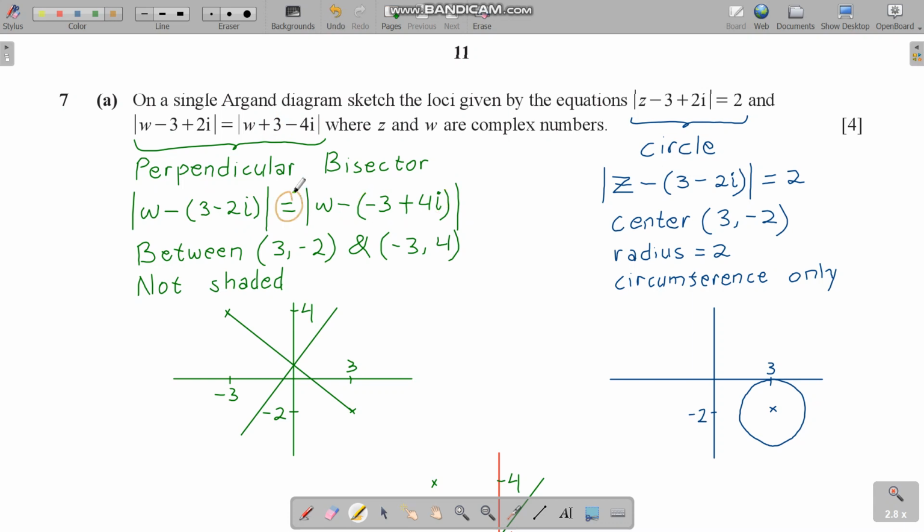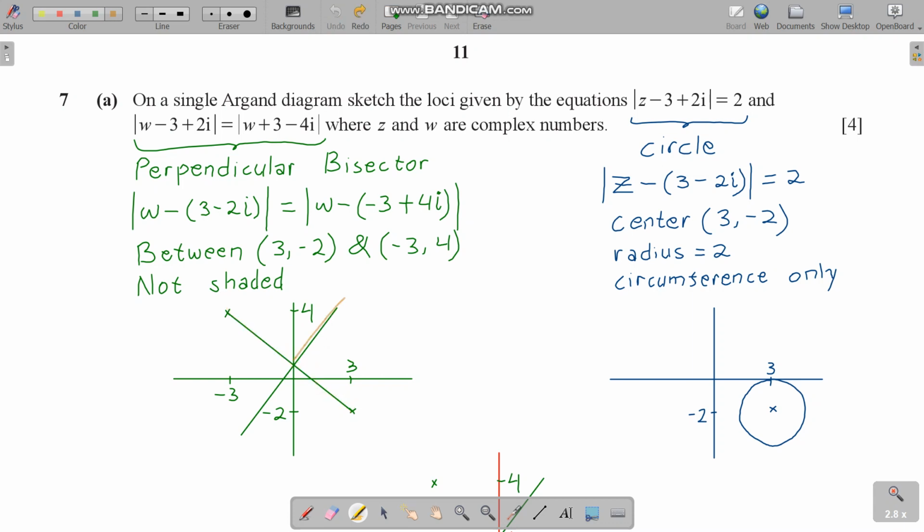And this is an equal sign. There's no smaller than or greater than, so it's not shaded in any direction. So what you need to label for this perpendicular bisector would be the coordinates of the first point, 3, minus 2, and the second point, minus 3, 4. So perpendicular bisector means it is perpendicular to this line, the line connecting the 2 points. The perpendicular bisector is perpendicular to that line, and it's also bisecting that line.